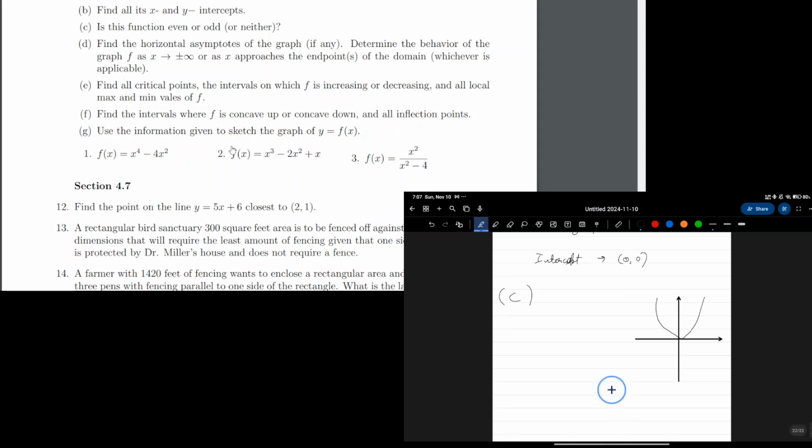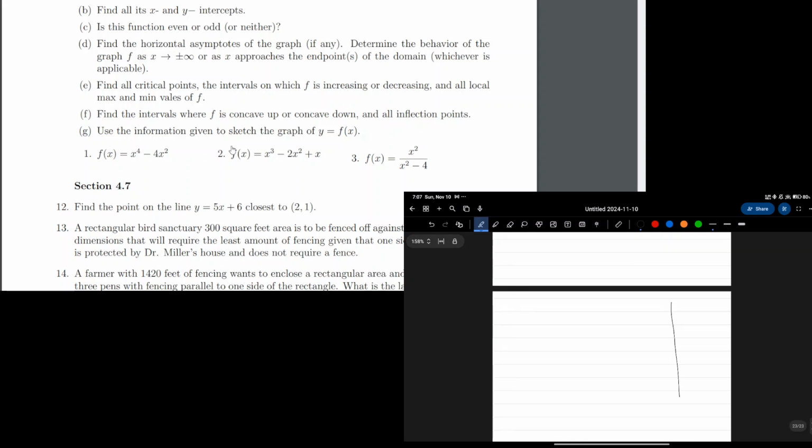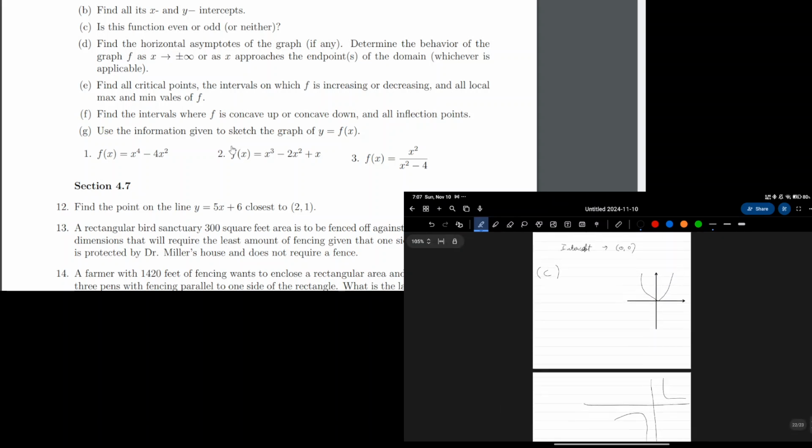And odd functions mirror themselves through the origin. So let's say like this. These are odd functions. They mirror themselves through the origin. Now, how to find them?